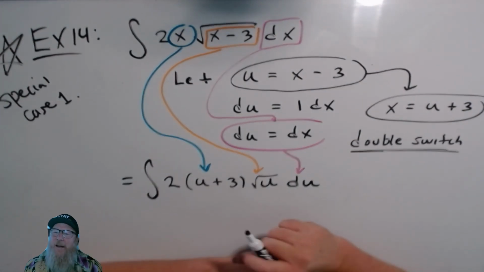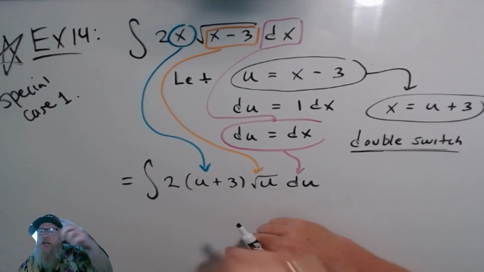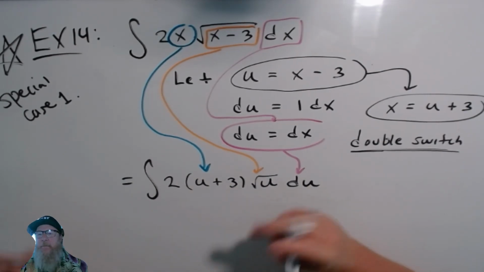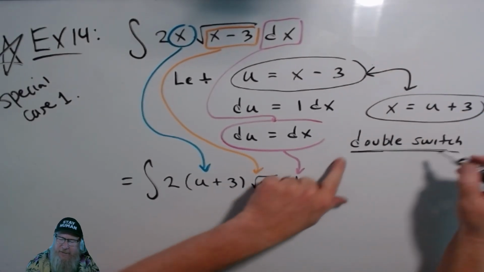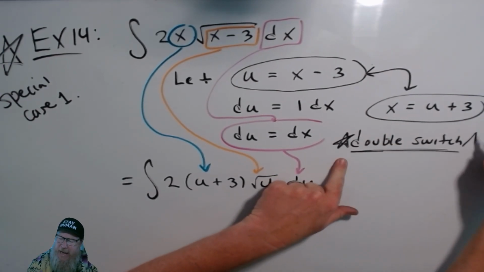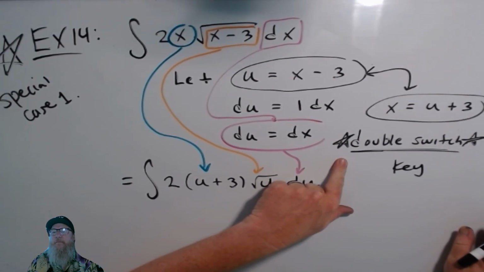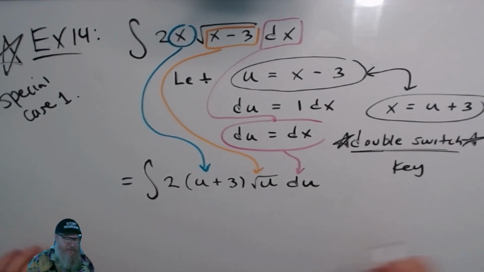The first time I saw that, I was like, oh man, if you didn't know to do that, you can be chasing your tail around and around and around, and the problem just never resolves itself. So the key here is the double switch. That is the key to this problem. You got to know to switch the u and switch the x.